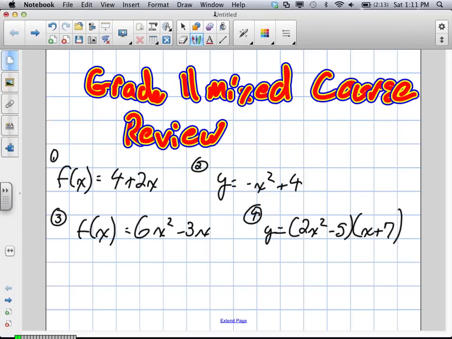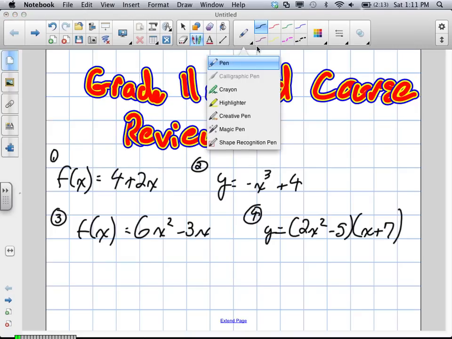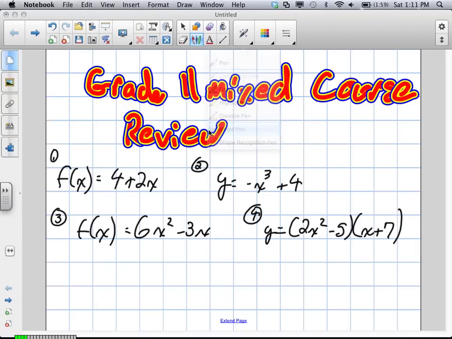Yeah, that's supposed to be the power of 3. Let me just quickly fix that. Make that a 3. One of the rules for a quadratic is that the variable with the highest exponent needs to be to the power of 2. Okay, so in the first one, the variable, what exponent is it to?